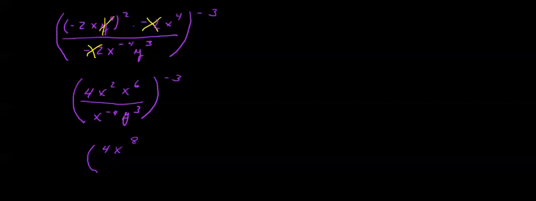okay, I wish I could go back in time and see what I did. This is x to the fourth. Why did it become x to the sixth? I have no idea. So this is an x to the fourth. And now we have x to the sixth over x to the negative fourth, y to the third, all raised to the negative third power. And we're almost done.